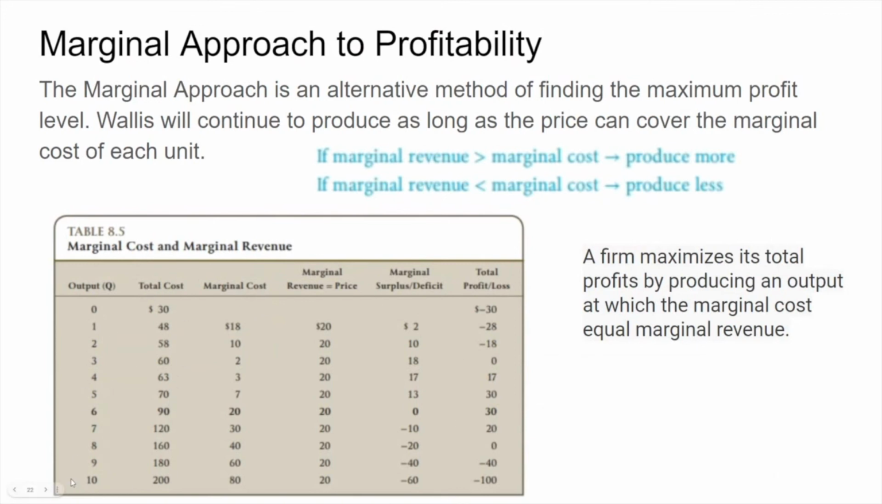and all we've done is the same thing. Here's our 10 units of production. Here's our total cost. And the marginal cost is this extra bit it costs to go from one level to the next. 30 to 48 is 18. 48 to 58 is 10, and so on. That's our marginal cost. And our marginal revenue, which is the same as the price, is 20.